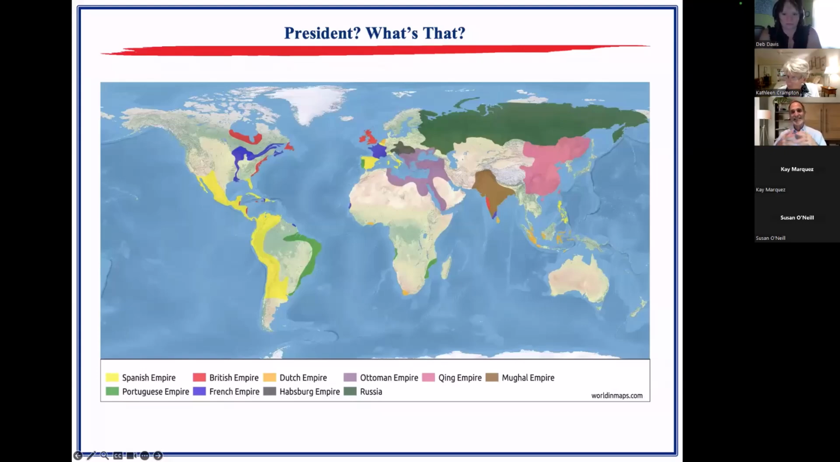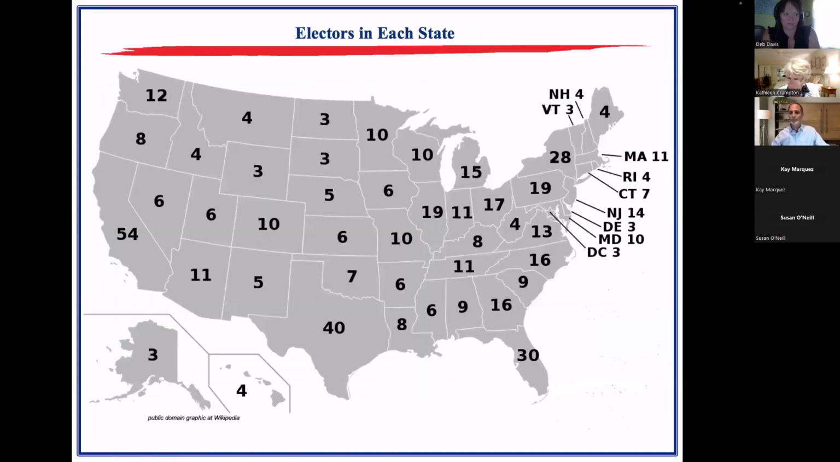In 1787, countries were run by dictators and monarchs, dynasties, conquerors. The United States was the very first country that decided to elect its head of state. Today, that doesn't seem unusual, but back then it was. And the problem they had in the Constitutional Convention was, we know we want to elect the head of state, but how do we do it?